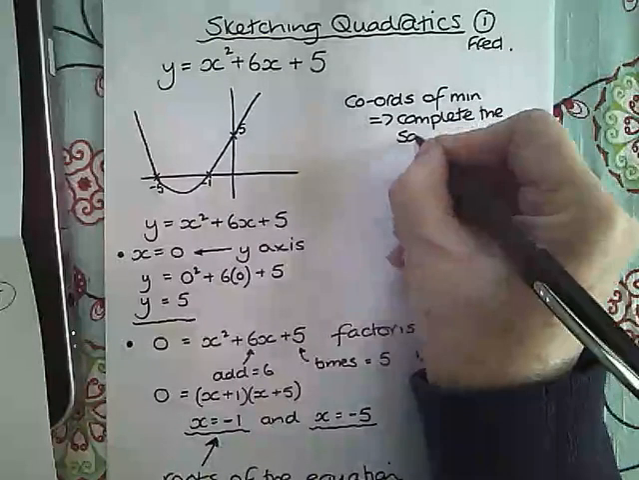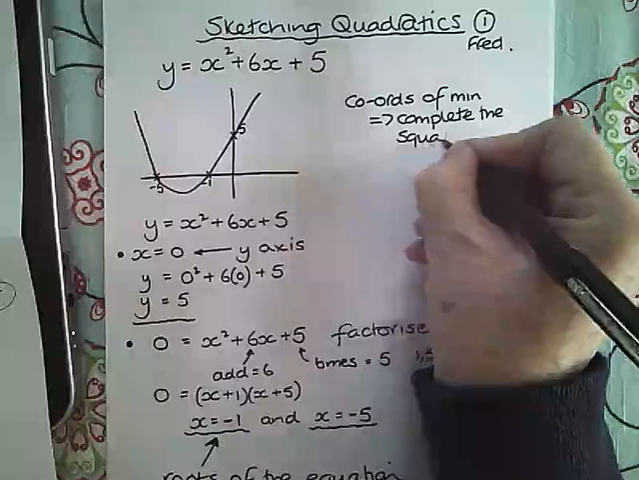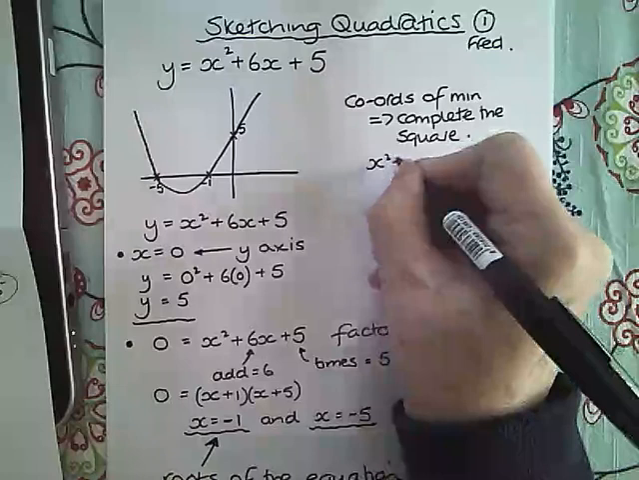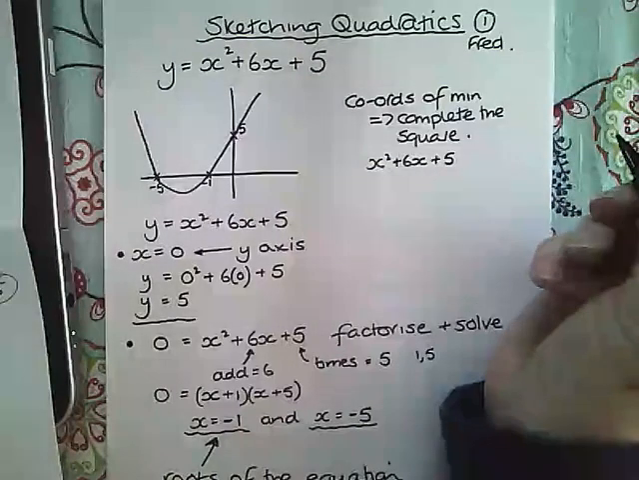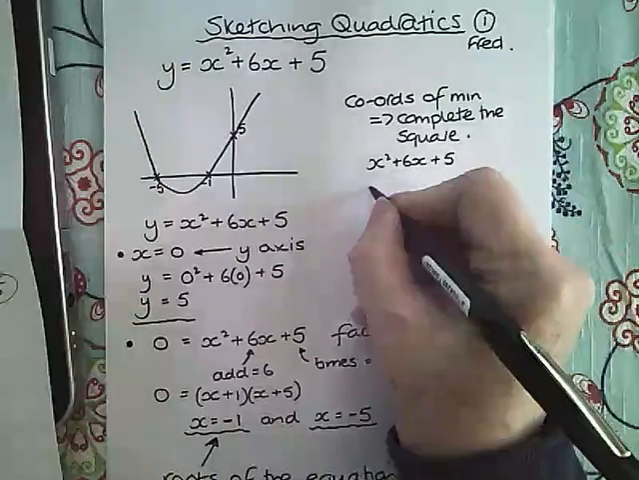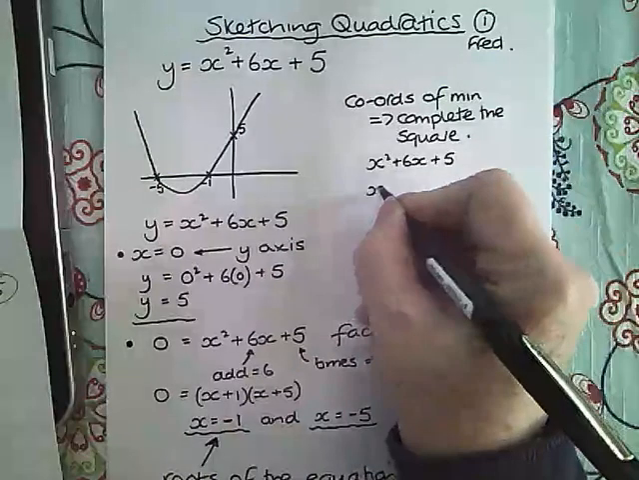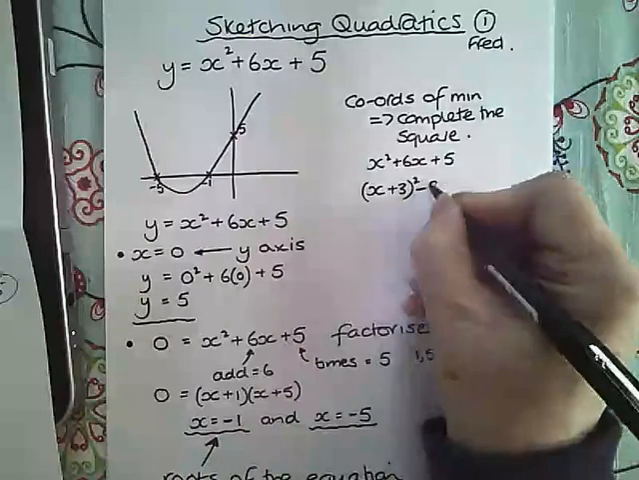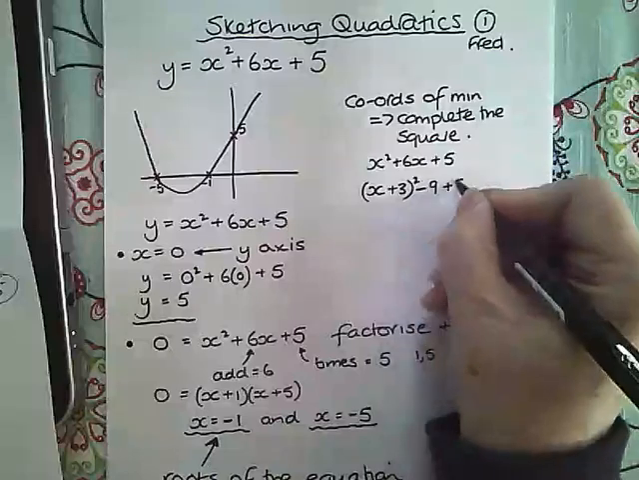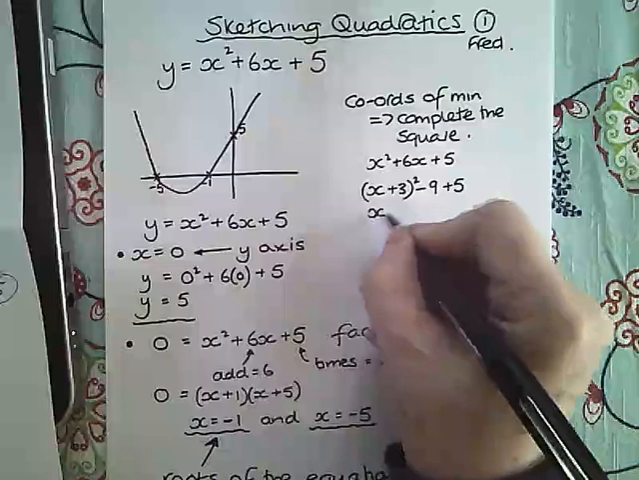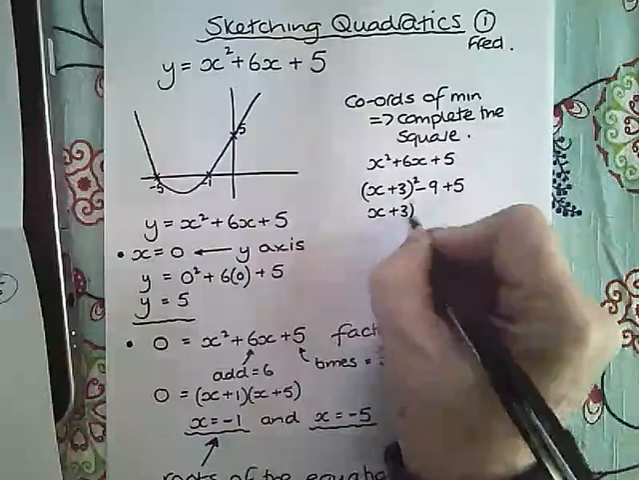So we're starting off with x squared plus 6x plus 5. Remember, when we complete the square, we halve the coefficient of x. So we have x plus 3, all squared. And we take away the square of this bit, so minus 9, and add the 5 on the end. Tidying this up, we get x plus 3 all squared. Minus 9 plus 5 is minus 4.